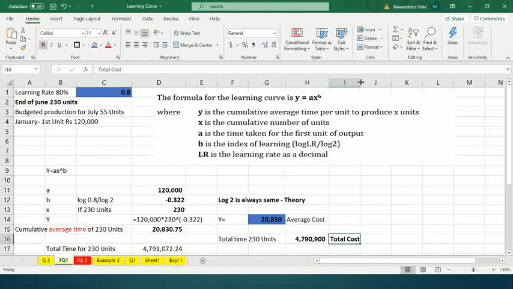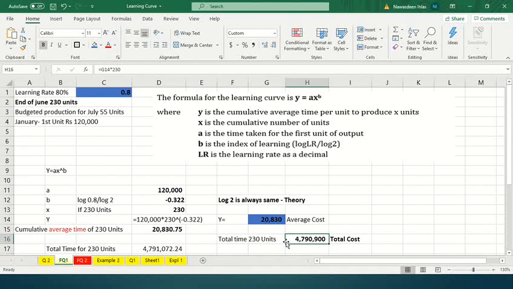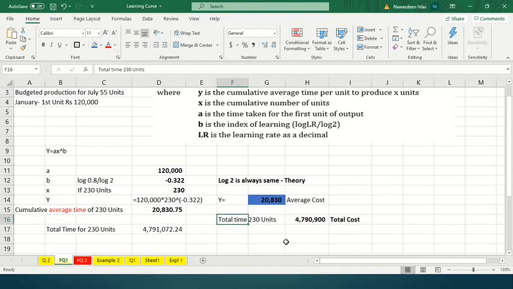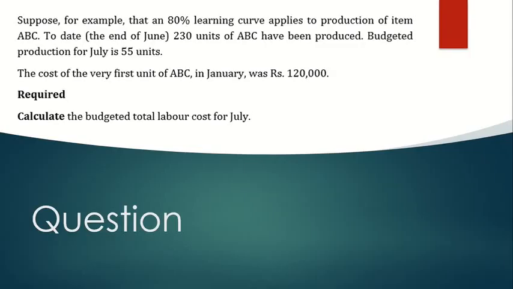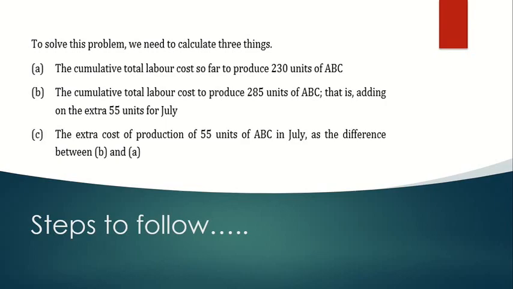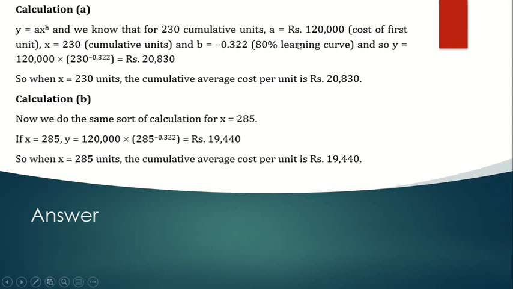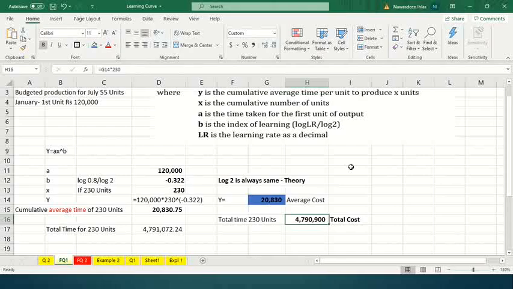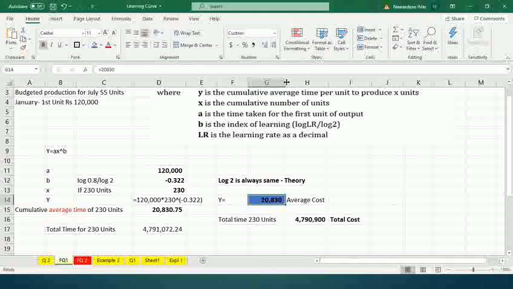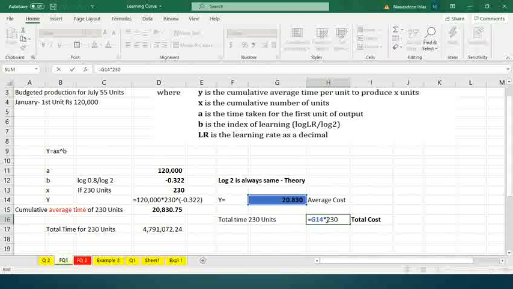Labor related total cost we can identify: 4,790,900. So this will be the total cost if we produced 230 units. This will be the average cost per unit if we produce 230 units. Understood? So here you can see, if we produced 230 units, our average cost per unit, or cumulative average cost per unit, will be 20,830, which I computed here. If you want to find the total cost, this average cost should be multiplied by 230, our output. So we can find this amount. We'll come to it later.